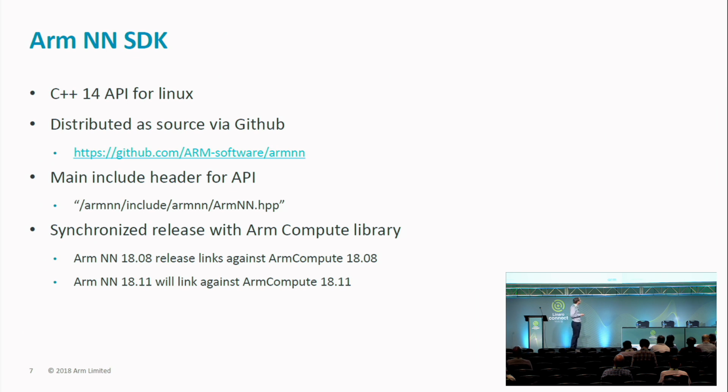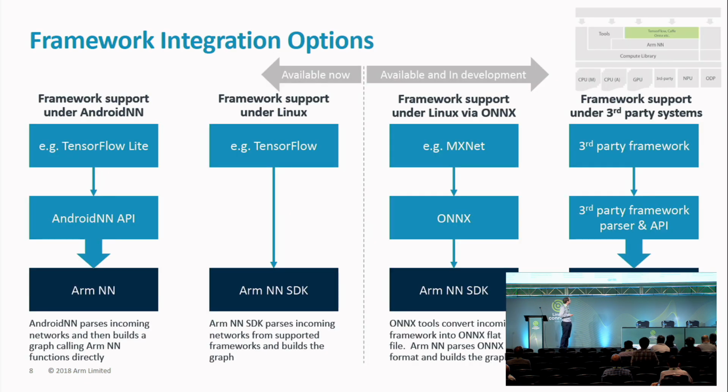And with the Arm NN SDK, so that's the C++14 API for Linux and Android, and as I say, distributed on Arm NN. If you want to get a good overview of how the API works, go and look at that header file, or I'll also go through and talk through some of the details on what that interface is. So on that initial slide, I talked through a bit of the framework integration options you have. So we've got support under Android NN and under Linux for TensorFlow.